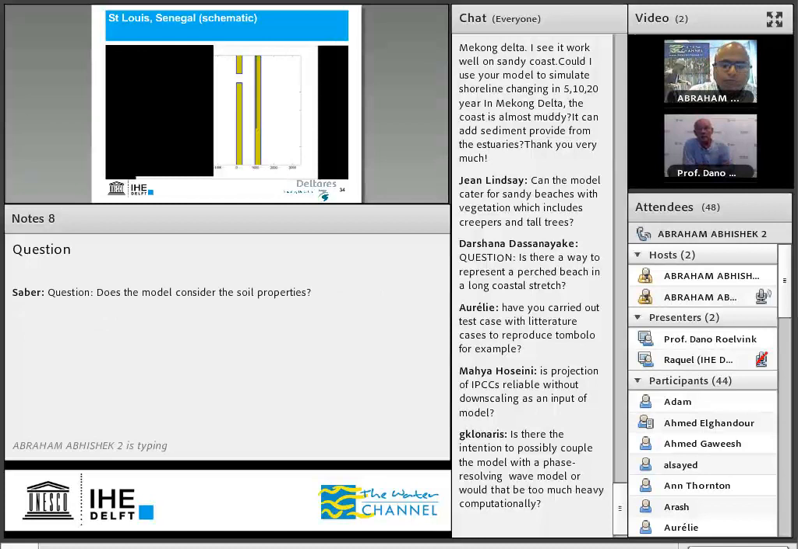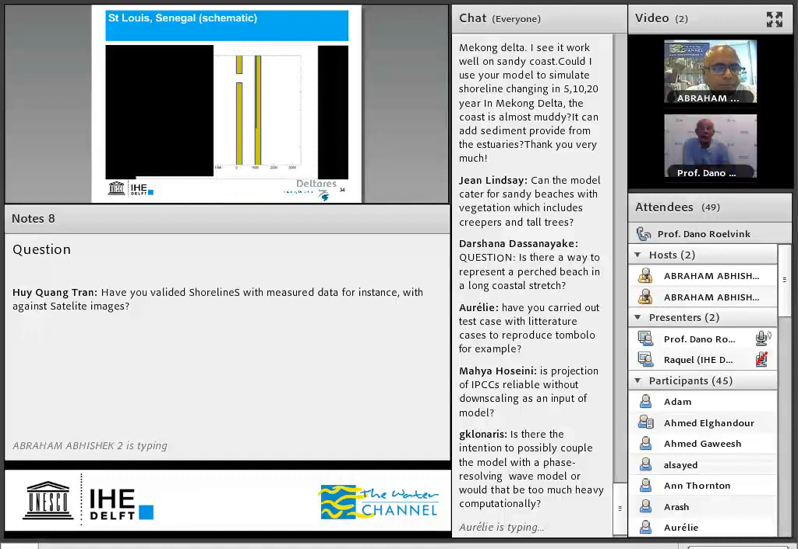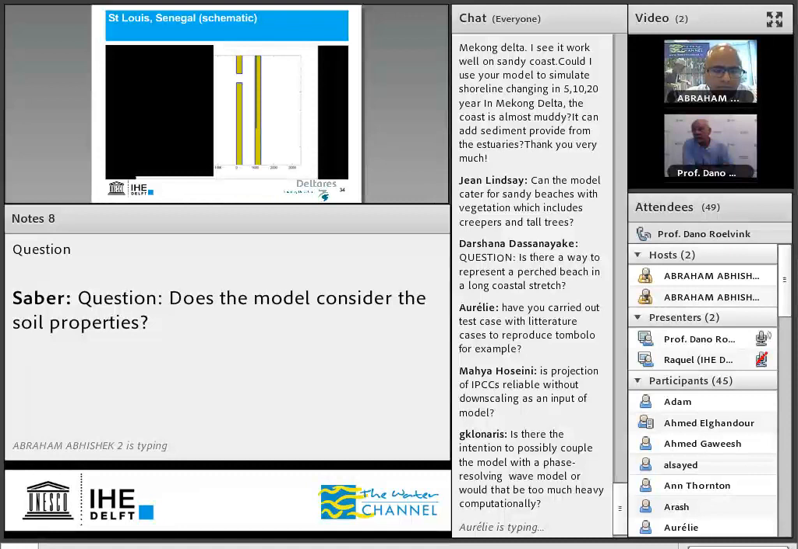Saber wants to know if the model considers the soil properties. Not at the moment. You would have to include that in some way in your description of the longshore transport. Or conceivable is to include a cliff erosion term. But then you would have to add that as a function to the model.